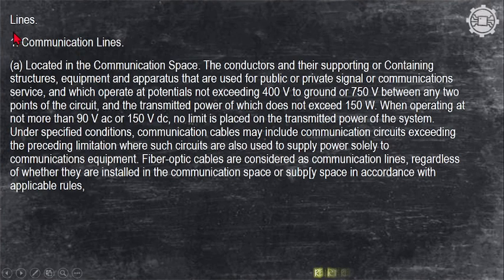Then we have types of lines, no? We have the communication lines, so located in communication space. So the conductors and their supporting or containing structures, equipment, apparatus that are used for public or private signal. So they operate usually at 400 volts to ground or 750 volts between any two points in the circuit, or could be 90 volts AC or 150 volts DC. So examples of this are the fiber optic cables and also yung mga telephone cables natin. So they are communication lines.